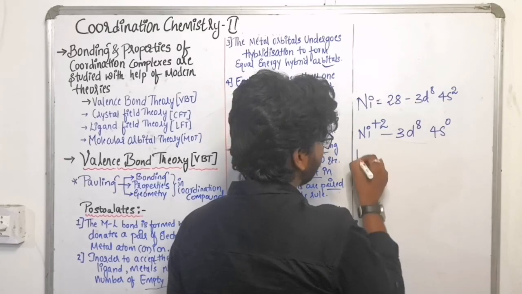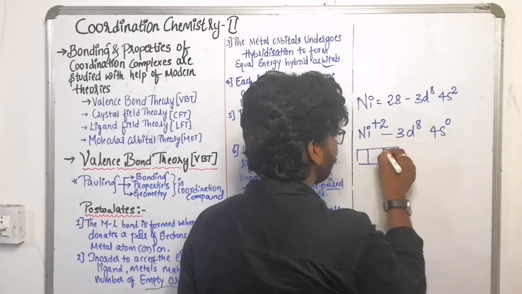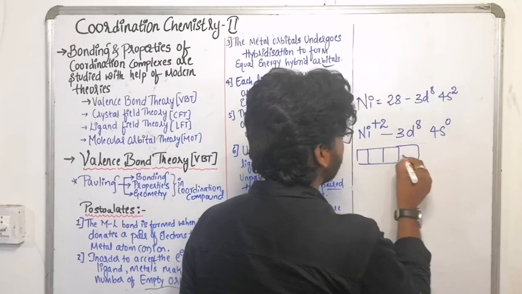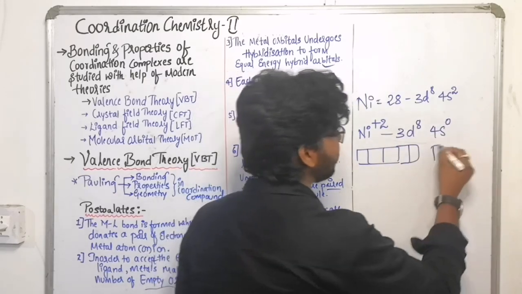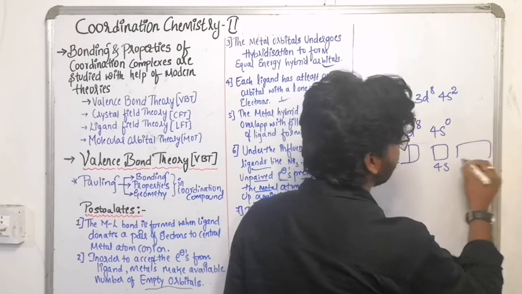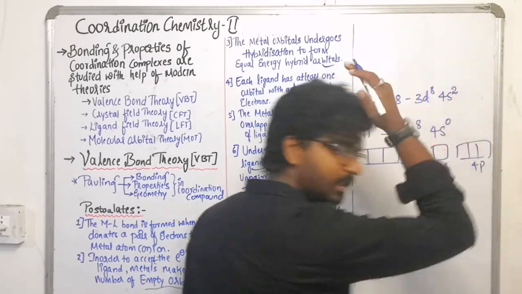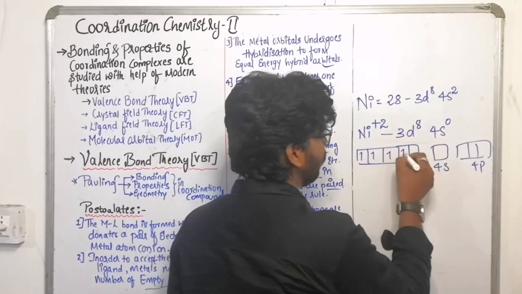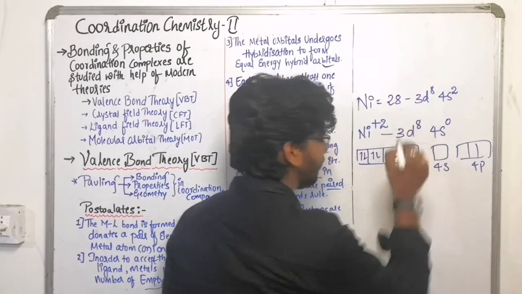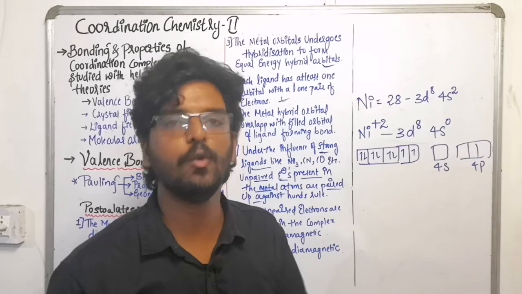So if you try to see diagrammatically, 1, 2, 3, 4 and 5. So 3d8, here is a vacant 4s, and you can also consider this 4p also, which is a vacant orbital. So now 8 electrons are there: 1, 2, 3, 4, 5, 6, 7, 8. This is the filling of electrons according to Hund's rule.